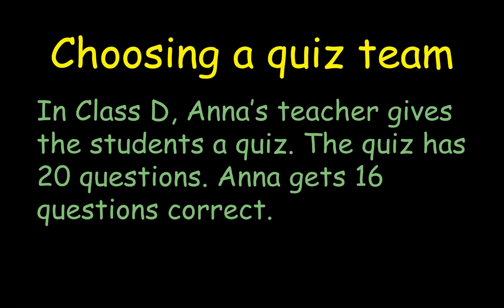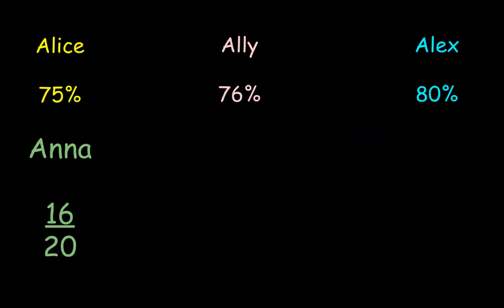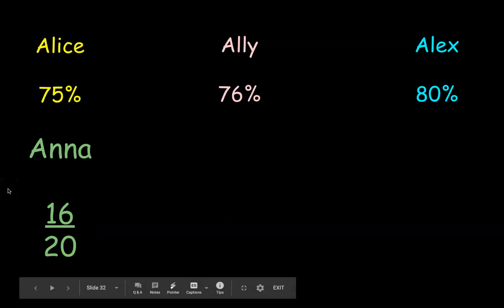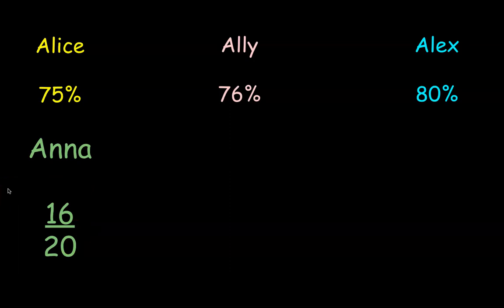In Class D, Anna's teacher gives the students a quiz. The quiz has 20 questions. Anna gets 16 questions correct. Now, we've got Alice, Ali, and Alex at the top. Here's Anna down here. She got 16 out of 20 questions correct. Now, I want to change 16 20ths to a percentage. Why? Because it'll make it very easy for me to compare how good Anna is compared to the other 3 girls.